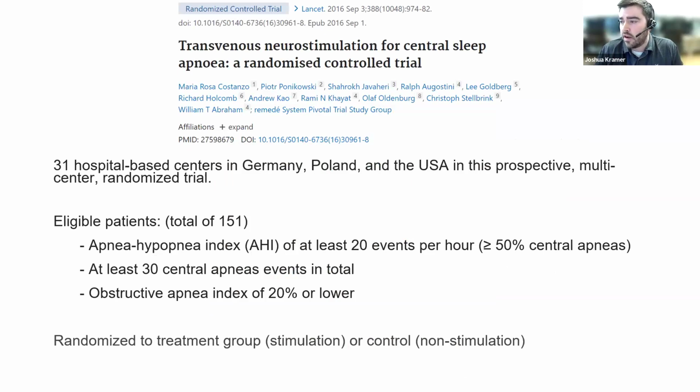This controlled trial was conducted over different countries in Europe and the U.S. It was a multi-center randomized control trial, and there were a total of 151 patients enrolled in this study. In order to be enrolled, you had to have an AHI of at least 20, where most of those were central apneas. They had to have at least 30 central apneas in the night of that diagnostic study, and the obstructive apnea index had to be 20% or lower. Each of these patients was then randomized into a stimulation group or a non-stimulation group. So everyone got the device placed, but they only turned on the stimulation for half this group, and that would be the treatment group.